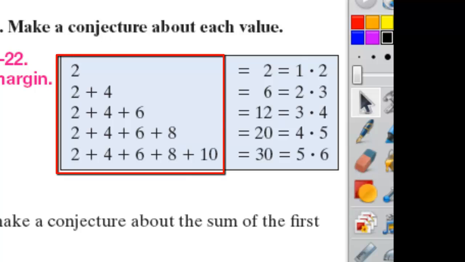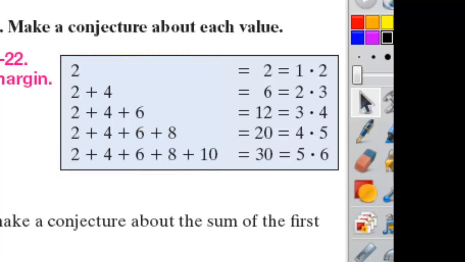Okay? The sum of the first 6 positive even numbers. Well, here's the even number 2. That's one even number. If you added it to just itself or to nothing, you'll get 2. Now another way to get that is 1 times 2. Now if you take the first 2 even numbers, 2 and 4, those are the first 2 even numbers, right? 2 plus 4 is 6. Well, I can also do 2 times 3 and get 6.